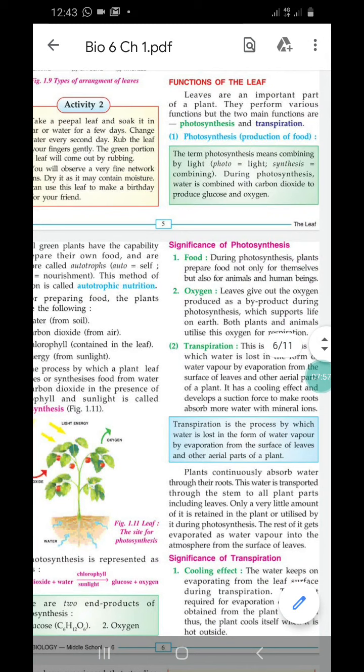The second major function of the leaf is transpiration. During photosynthesis, a little amount of water is used by the plant to prepare food, but three-fourths of the water is released into the atmosphere. Where does this water go, children? It goes into the atmosphere.